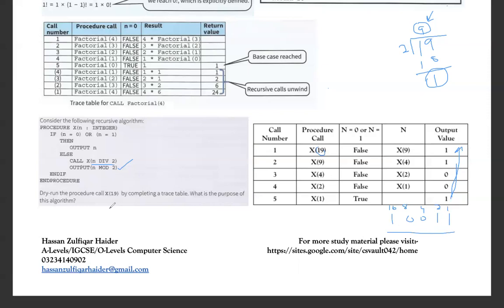So what is the purpose of this algorithm? It turns out that this algorithm is effectively calculating the binary version of 19, or whatever value you pass as a parameter. So it's calculating the binary version of the parameter n. That's what's happening here.